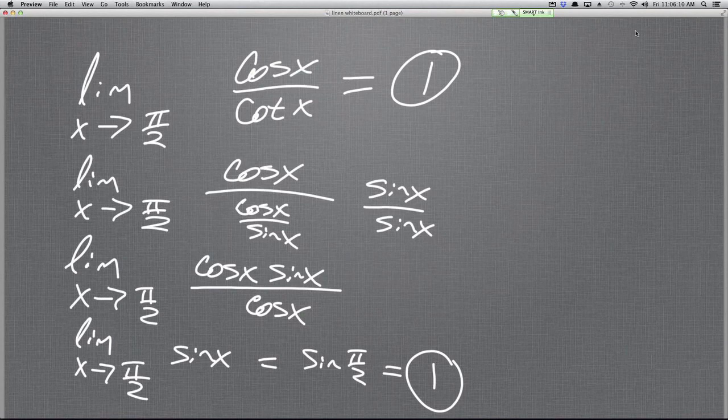So if we're dealing with algebraic functions and I run into 0 over 0, what are my three options? Factor, conjugate, common denominator. I'll multiply by the common denominator.